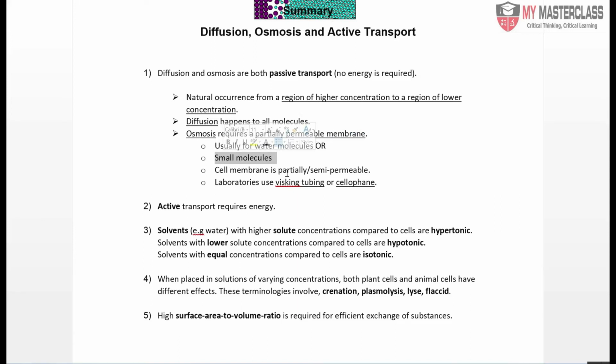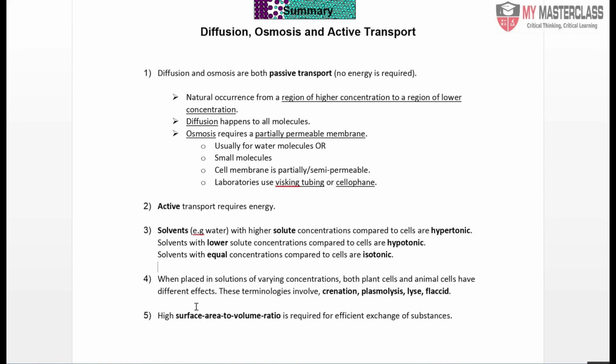Okay, so solvents versus solutes. Okay, so solvents will be things like water, solutes will be things like your Milo. So when my solute concentration is higher than the cell's, it means that it is hypertonic. Okay? Whereas if I have a lower solute concentration and I put the cell into a region that has a lower solute concentration, that is called hypotonic. Okay, so terminologies that you will have to take note of are here: crenation, plasmolysis, lyse, and flaccid. Okay, depending on whether it is in a hypertonic or hypotonic solution, or whether it is a plant or animal cell.